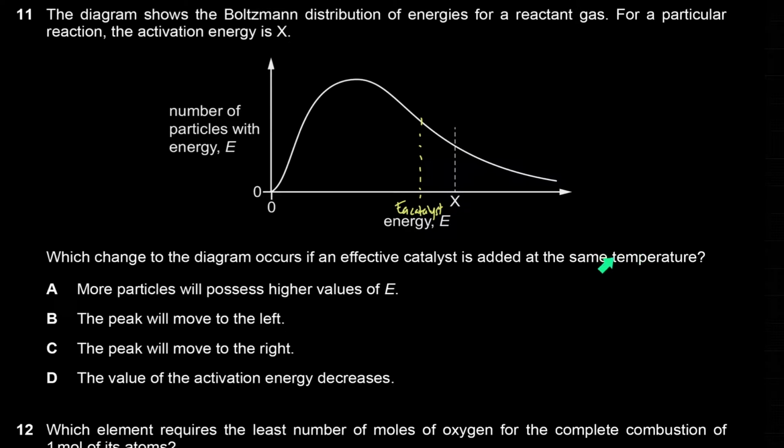We have the same temperature, so the curve isn't affected. We have the same curve, so the peak doesn't move at all, and the energy of the particles is therefore also not affected. The energy of the particles remains the same. We have the same curve, so the peak remains the same, but the value of the activation energy decreases. Okay.